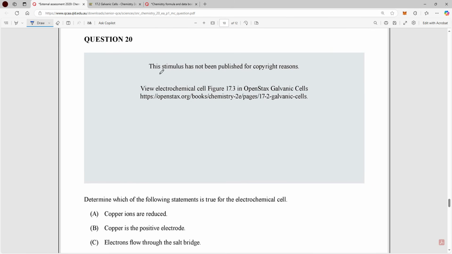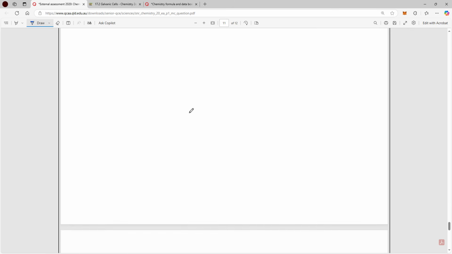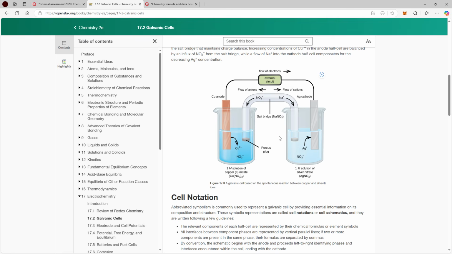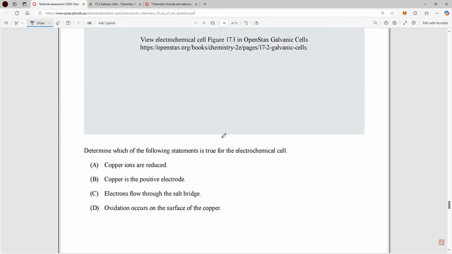It said this stimulus cannot be published, so you have to view it via this link here, which is what I searched up here, which is pretty much a galvanic cell. So straight away, if we look here, we've got copper solution. It's losing electrons and it's losing its precipitant here and turning into just a solution here. The silver is actually forming more precipitant here because the electrons are flowing over and they're reacting here and making more solid. So this one's losing electrons, so this is undergoing oxidation, hence it's the anode. This one's undergoing reduction, hence it's the cathode. Now we just use that information to answer this multiple choice question.